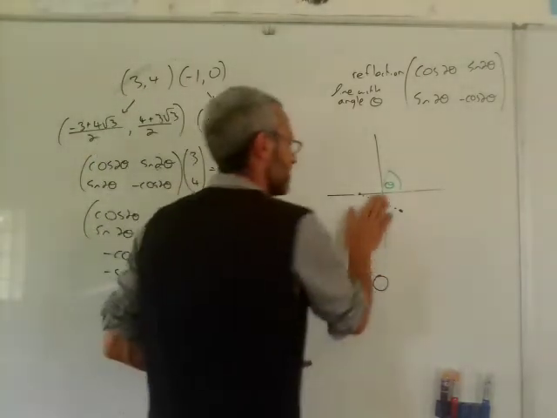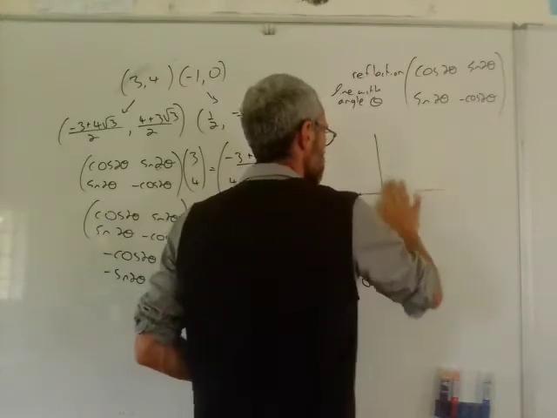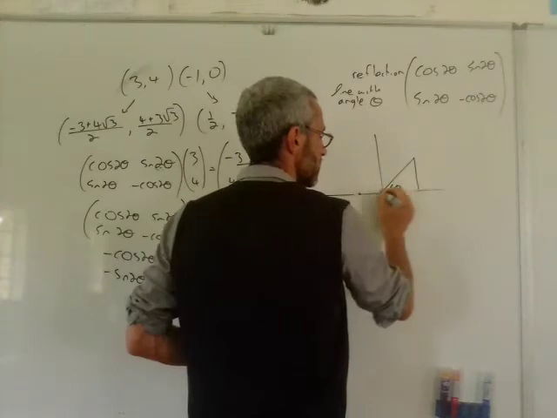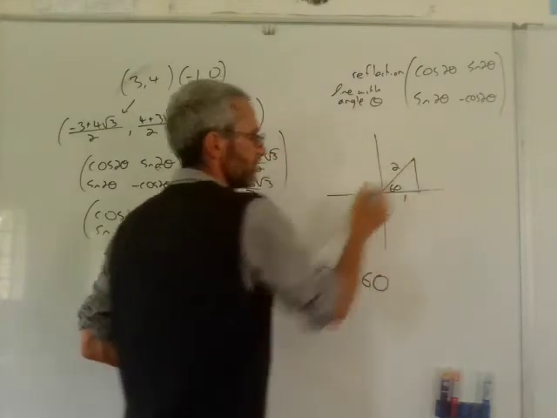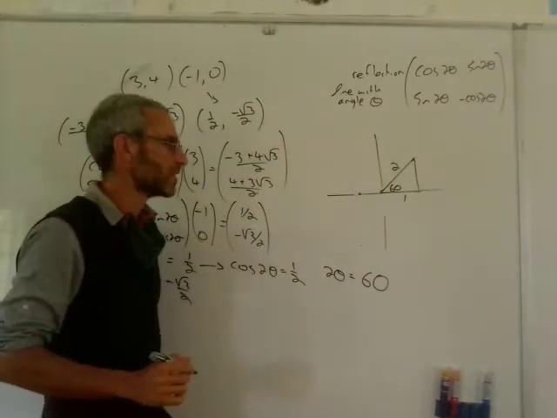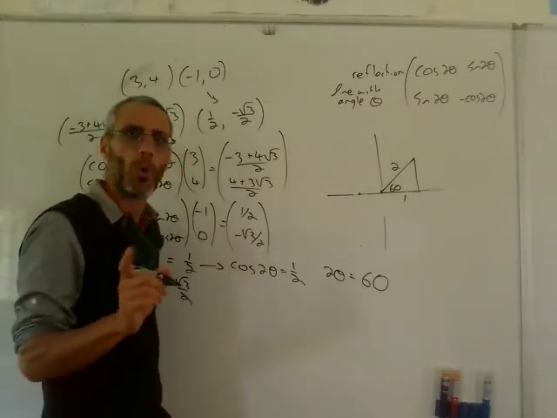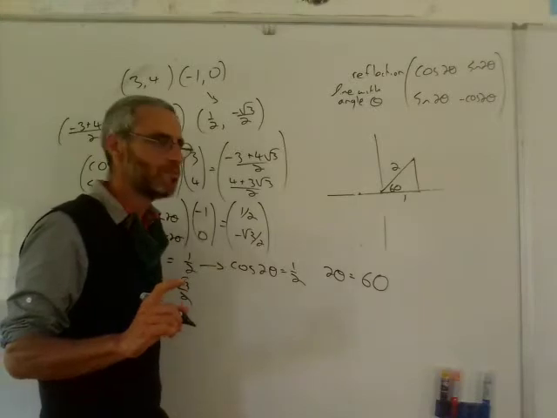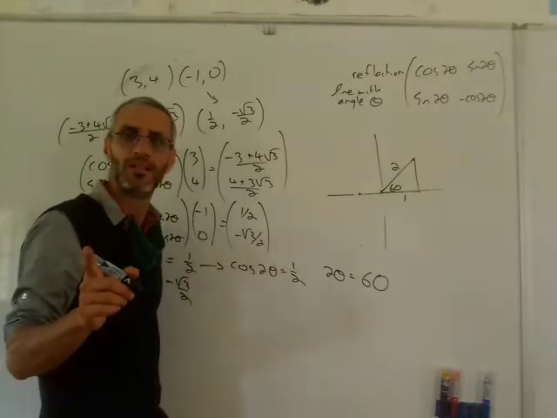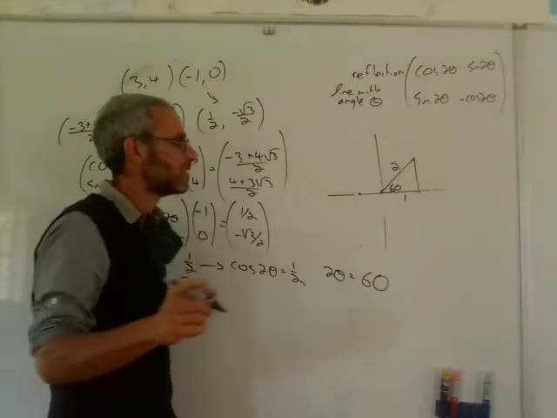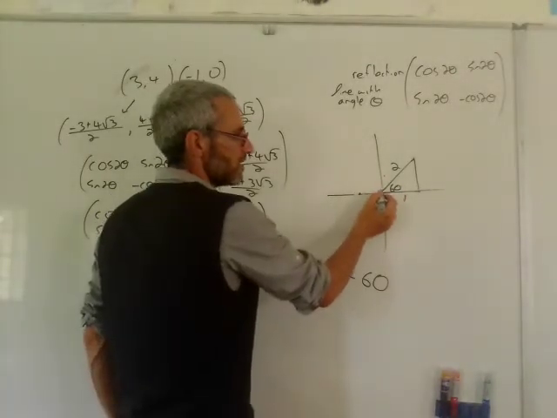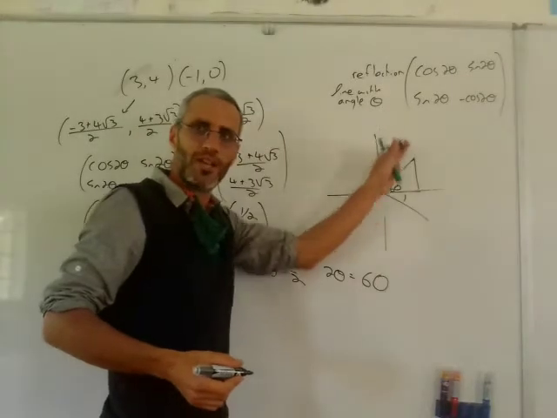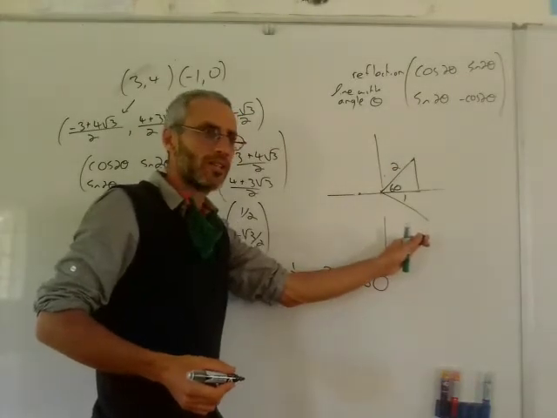Okay. But that's not the only option, right? Cosine 60. There's another angle that will give you cosine half. Remember, there are always two answers in trig. What's that? The other angle is 30. Yeah. That one, isn't it? Quadrant 1. When is cosine positive? First and the last. Okay?